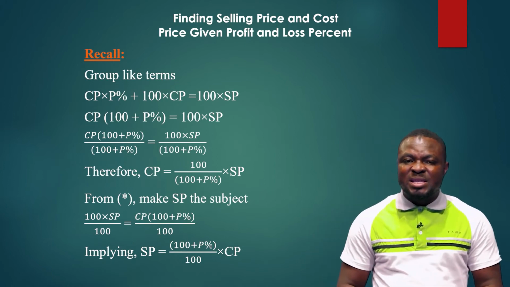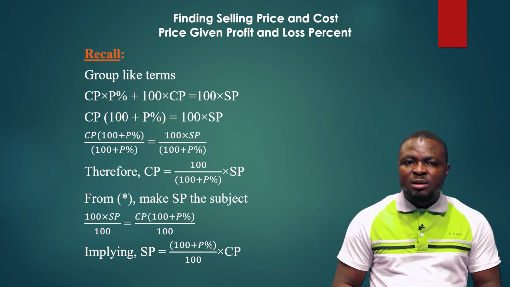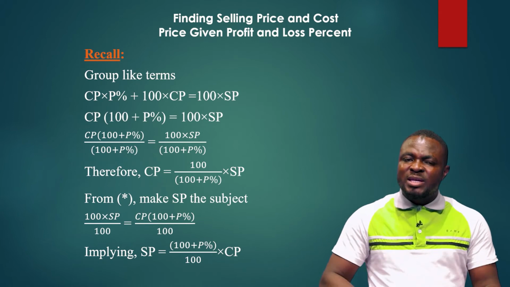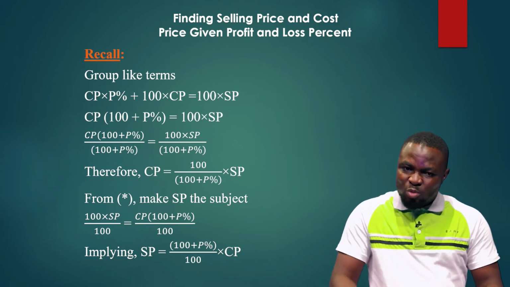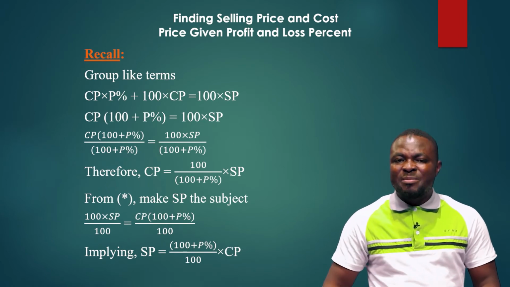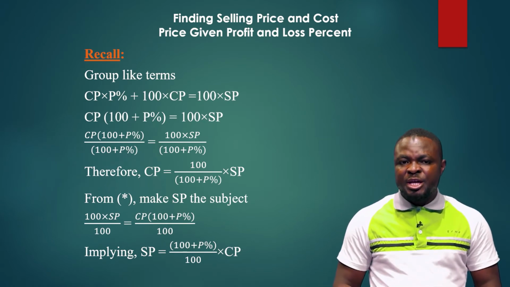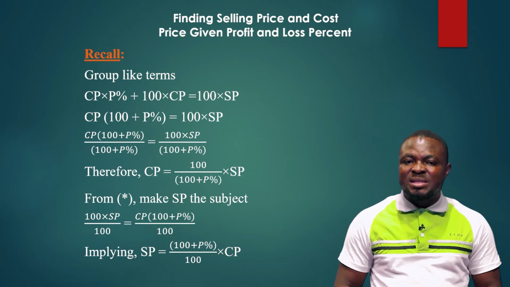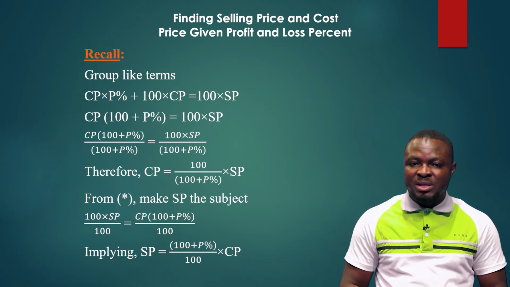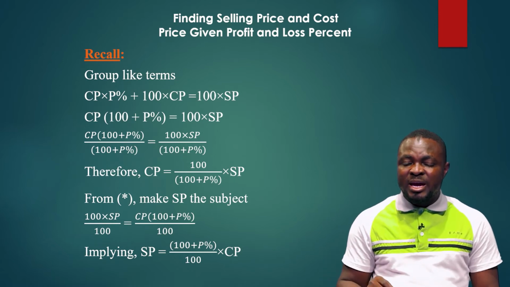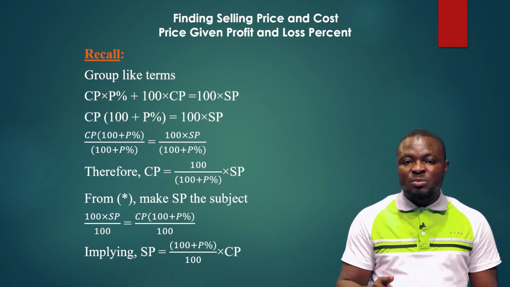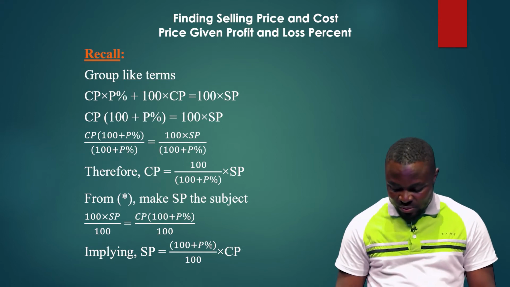If you want to find cost price, knowing your profit percent, you take 100 divided by 100 plus profit percent, then you multiply by selling price. If you also want to find the selling price, given the cost price and the profit percent, you take 100 plus profit percent and you divide by 100, multiply it by cost price. That will give you the selling price.